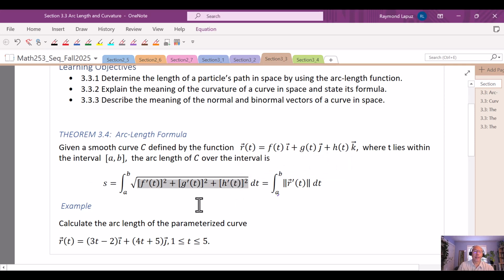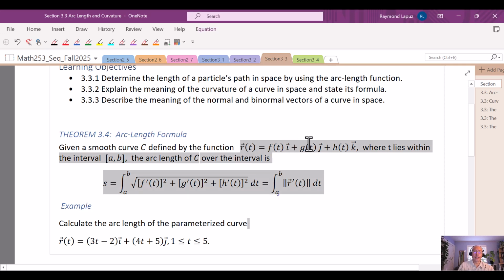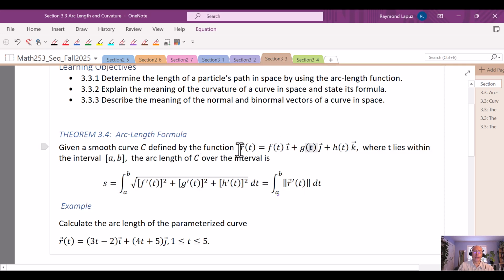What's interesting about that, and I don't know if we were able to do this last time, is that it is essentially the magnitude of the derivative. It's as if we took the derivative r prime, and then found the magnitude of that. That's how we get this nice compact formula for the arc length. And what's cool is that this works whether you look at it in 2 dimensions or 3 dimensions.